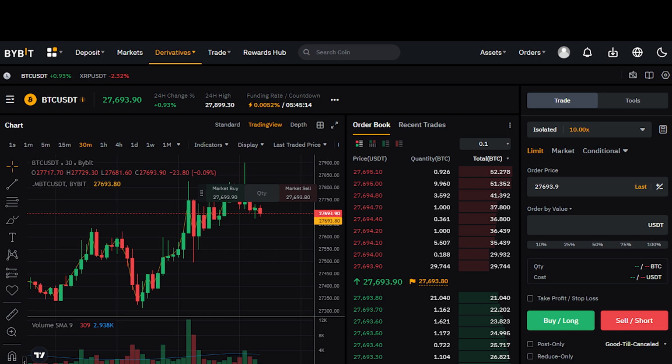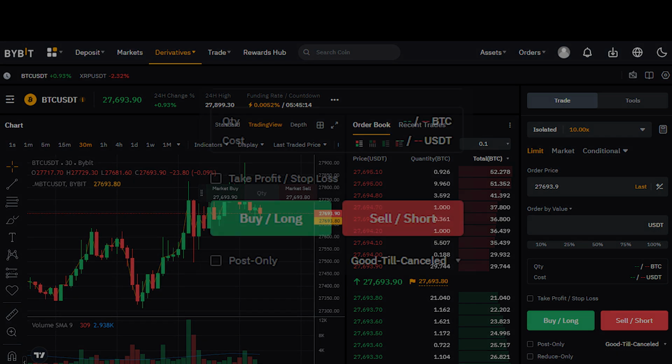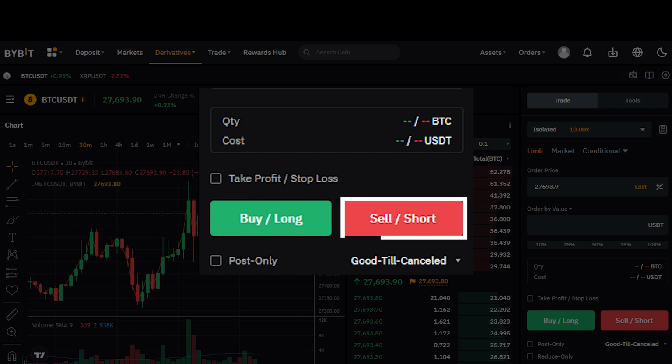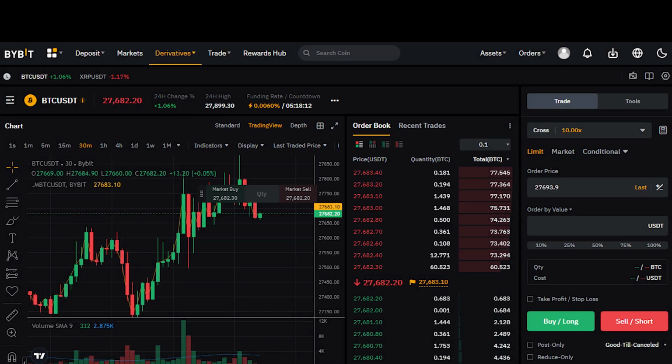A long position means you profit when the coin's price goes up, and conversely, you lose money when the price goes down. A short position means you profit when the price goes down, and you lose money when the price goes up. So, if you expect the price to rise, you open a long position, and if you expect the price to fall, you open a short position.